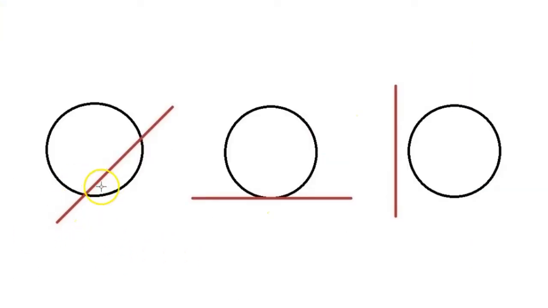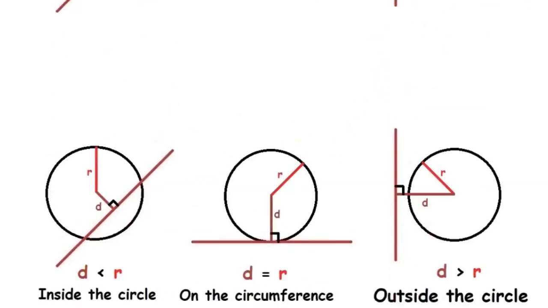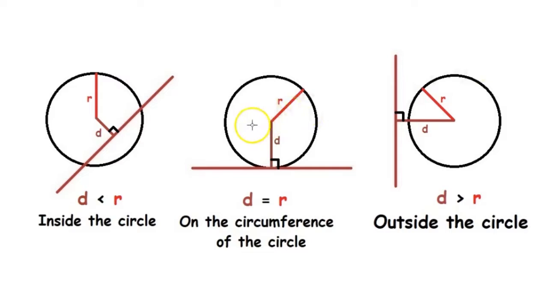So now we want to find a method to know whether a straight line is inside a given circle or on the circumference of the given circle or outside a circle. To do this, we need to know the radius of the circle and the perpendicular distance from the center of the circle to the straight line. When we have this information, we can compare them and determine the position of the straight line.